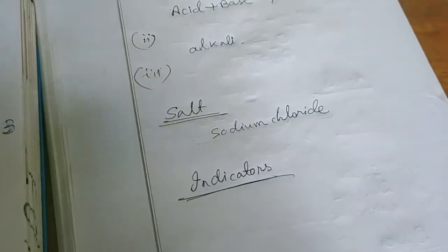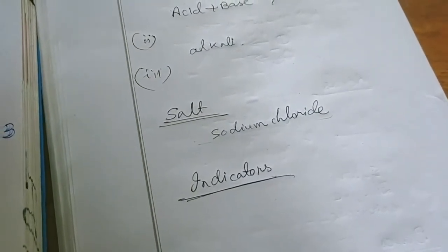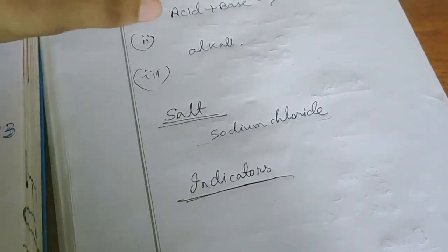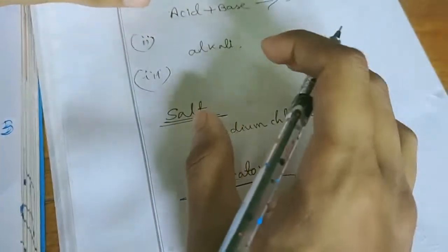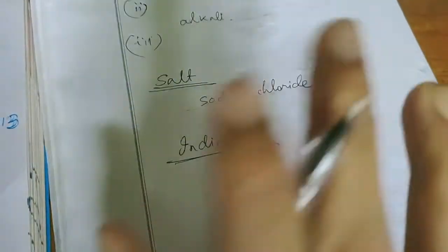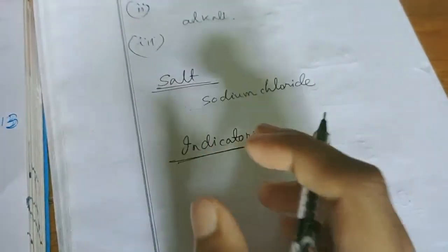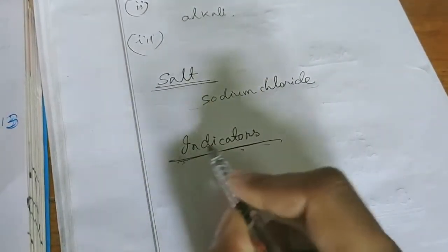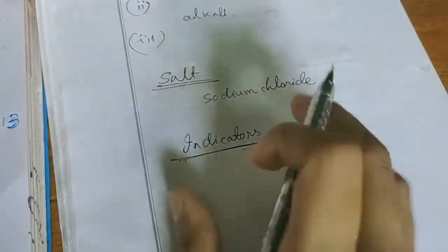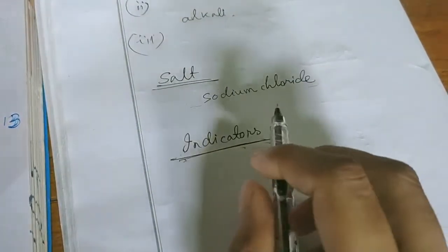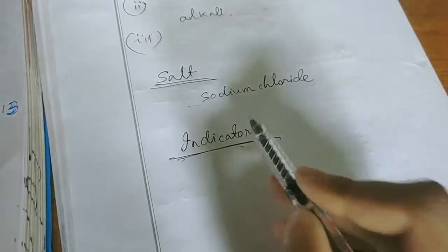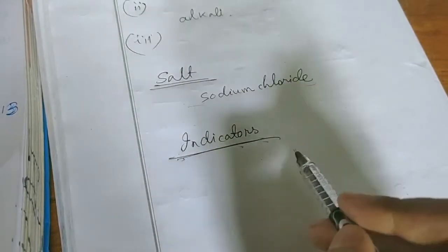Now if anyone wants to know if a given substance is acid or base, suppose you have a glass of liquid. Now you want to identify if it is acid or base. So for that we use indicators. Now what are indicators? Indicators are substances which change color when placed in acidic or basic conditions.